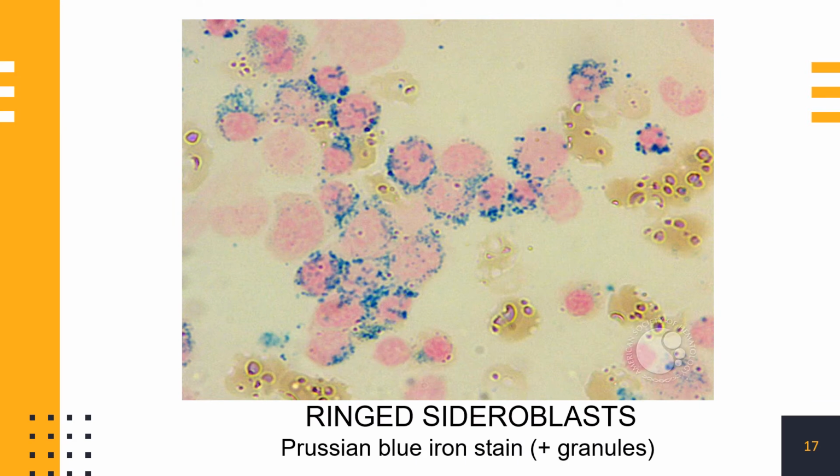Here is a peripheral smear stained with Prussian blue. Ring sideroblasts are identified by the presence of bluish granules, as shown by the image.